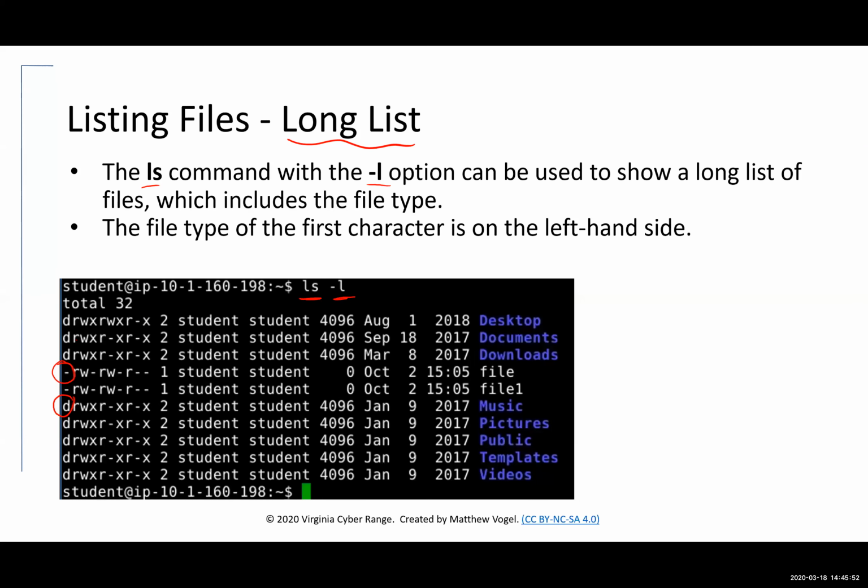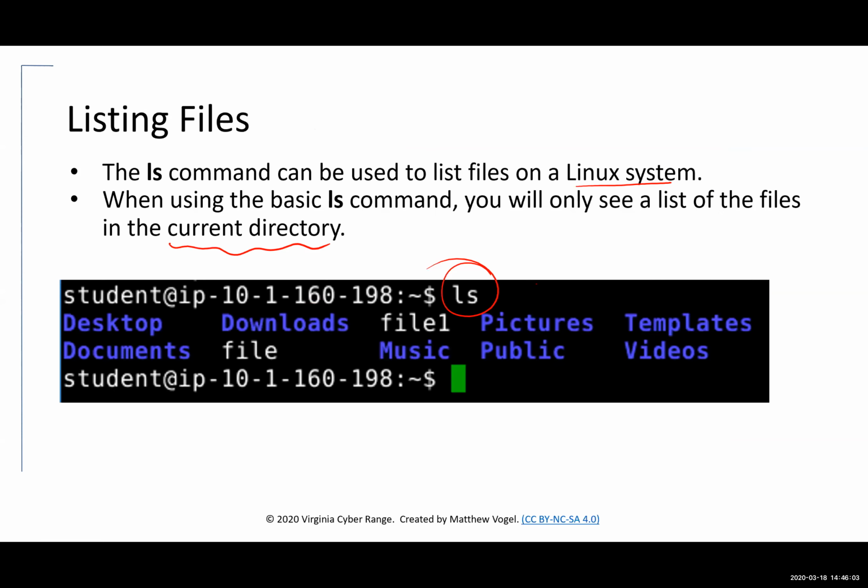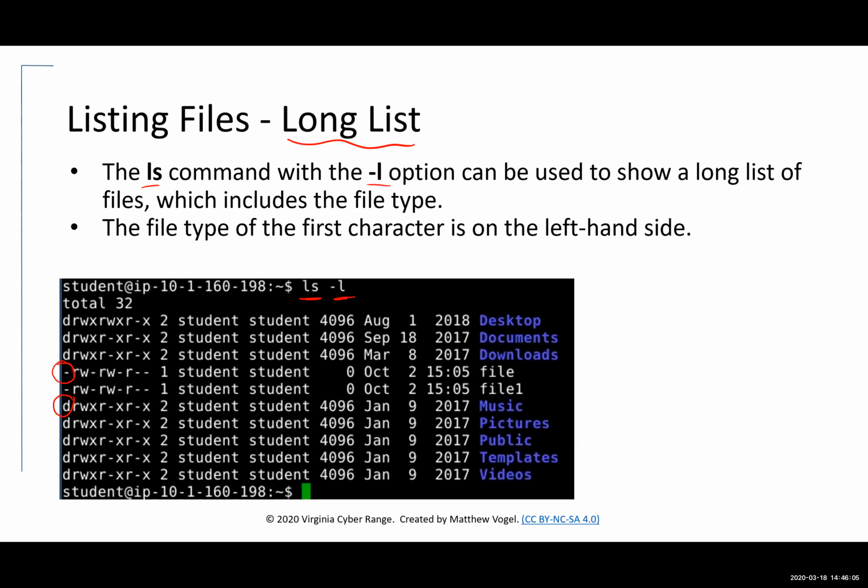At the very beginning here are those symbols. If I go back to my symbol list of the file types, a dash is a regular file, a d is a directory, and then sometimes you'll see other symbols for different types of files. That's what these are right here at the very beginning. These are the permissions on the file. We'll talk about permissions more later, but the very first column is the type of file, and in this case, they're either regular files or directories.